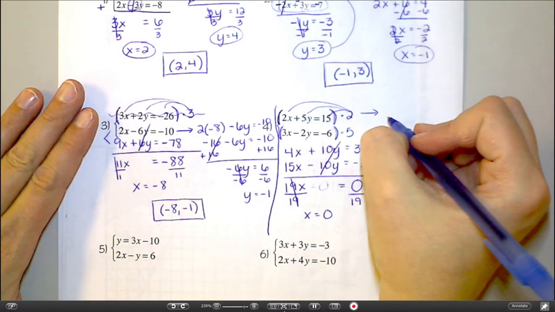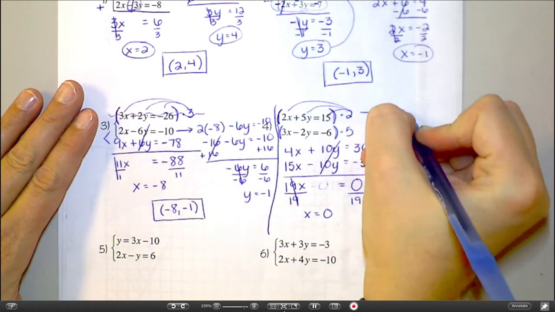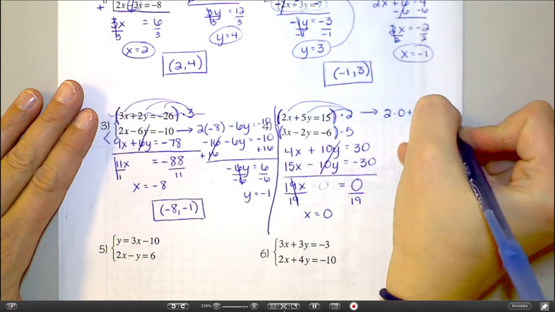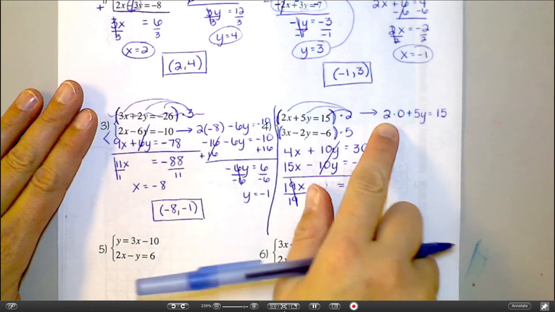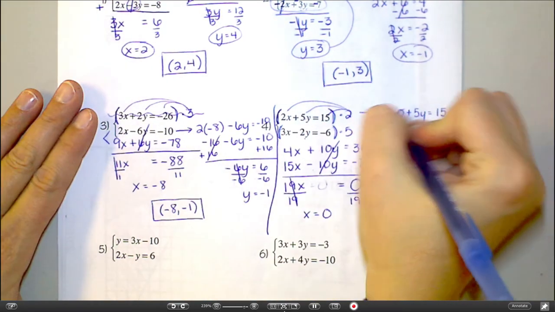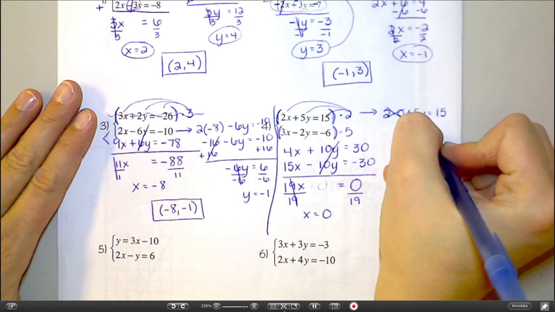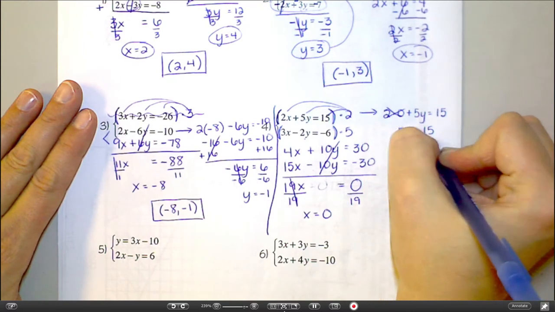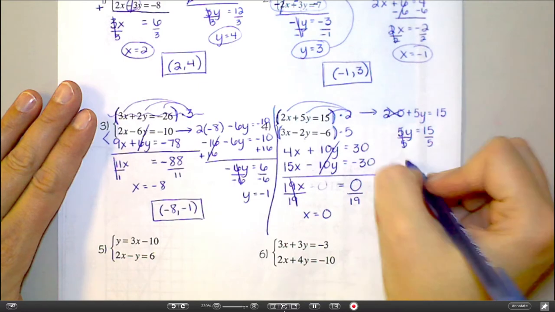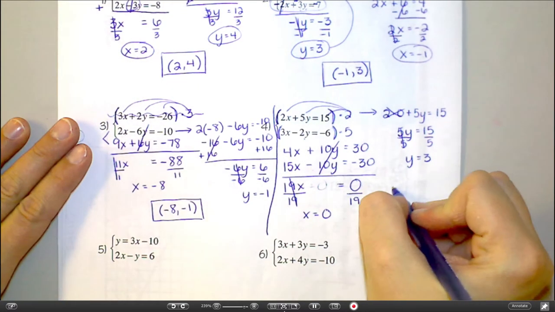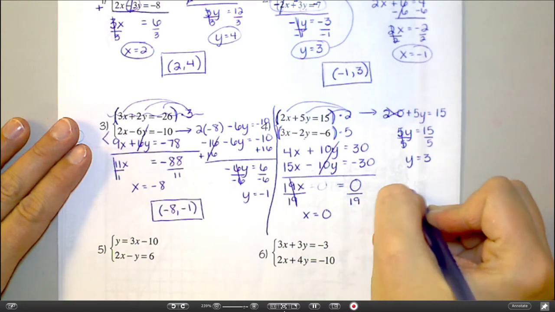If I put it in the top, I get 2 times 0 plus 5y equals 15. That's kind of nice because 2 times 0 really just cancels out, right? So 5y equals 15. Divide by 5, and y equals 3. And so your coordinate would be 0, 3.